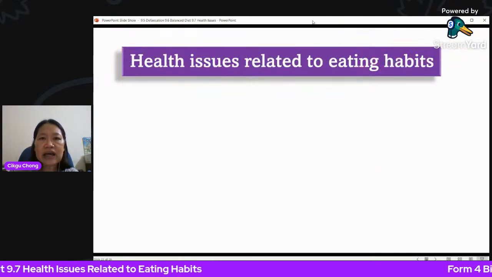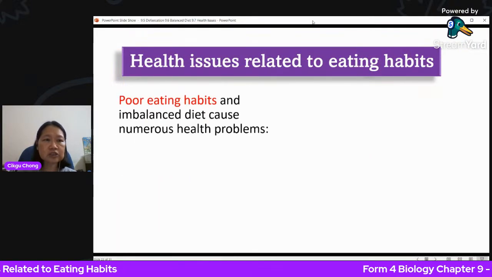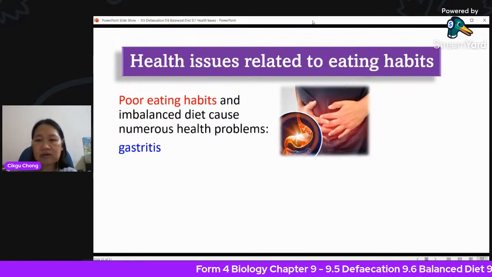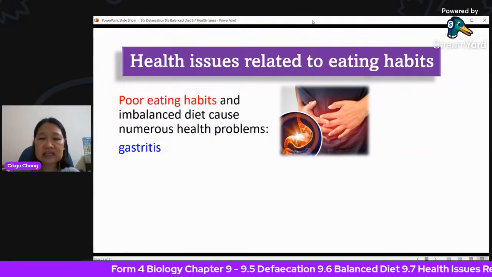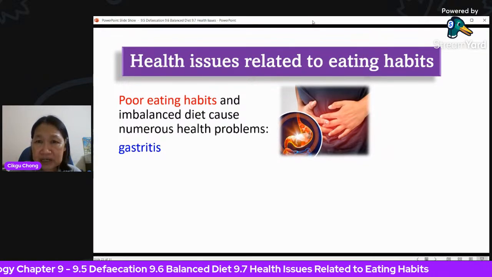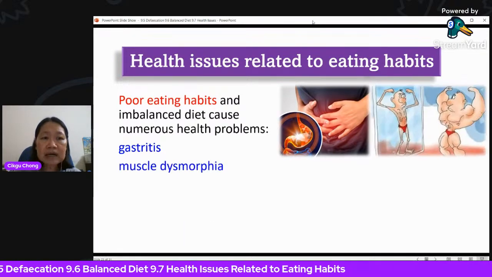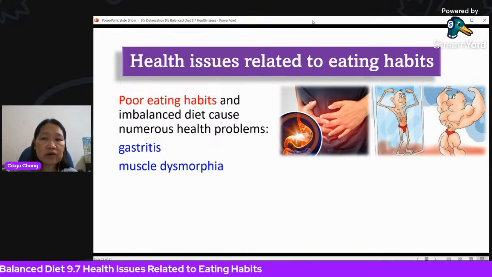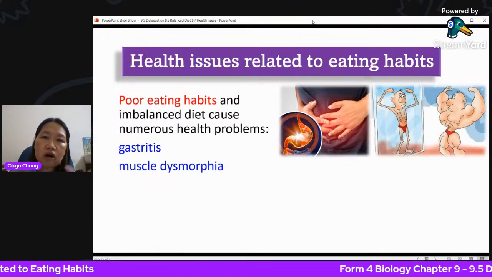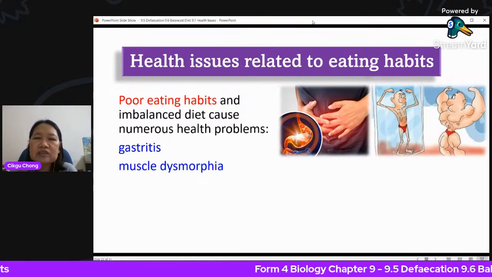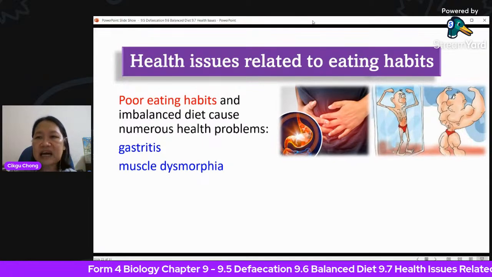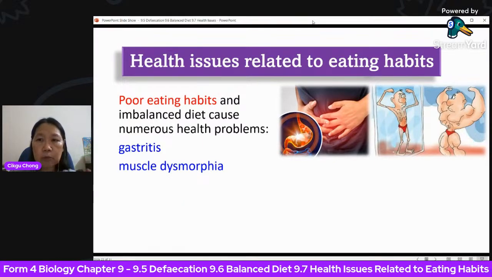Okay, so now, health issues related to eating habits. Poor eating habits will cause these kinds of problems. Okay, I'll go faster. We'll finish in 1 hour. Gastritis, this is called your gastric problem, where you feel a burning sensation in your stomach. Muscle dysmorphia. Some people have this, a not normal concept about the body. They think the body is too small. So they compensate by doing a lot of exercise and bodybuilding because they want to look big.